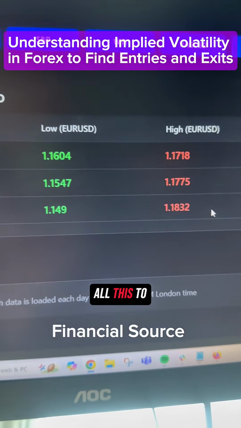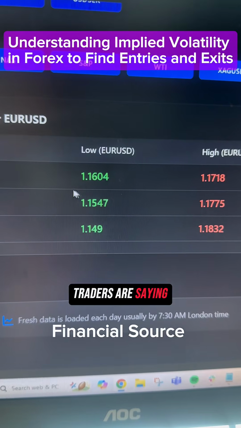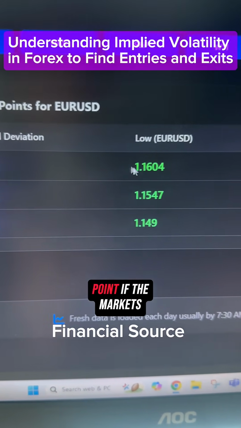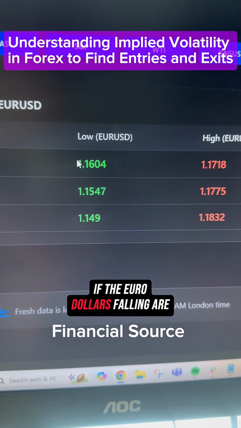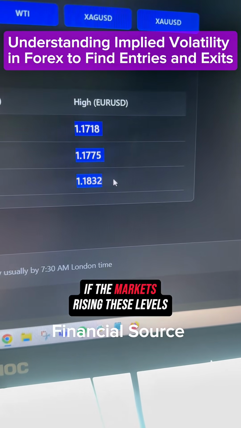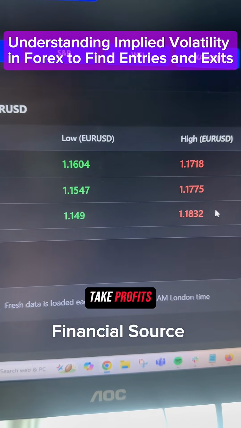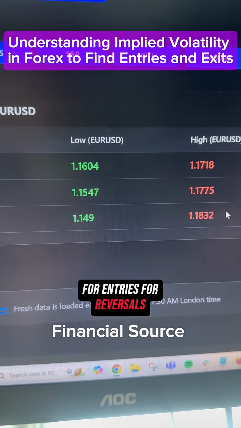So to make it really simple, all this means is that options traders are saying there's a really good chance of a turning point if the euro dollar is falling at these levels here. Really good chance of a turning point if the market's rising, these levels here. And we can use this for take profits, for entries, for reversals.